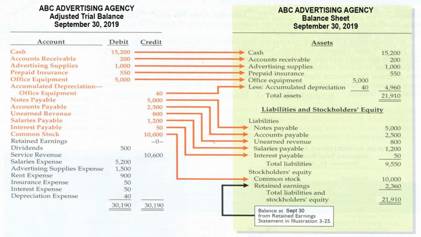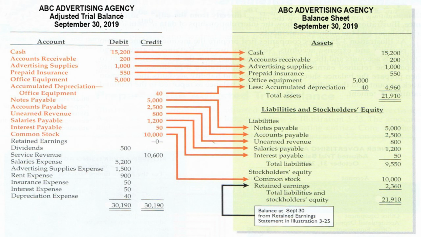And then, yung ating office equipment, no? How much is yung ating office equipment is 5,000, pero meron siyang adjusting entries na 40 for the depreciation. So, magkano na lang siya? 4,960. Oh, so, ito. So, yung total assets natin is 21,910. Now, let's go to liabilities and stockholders' equity.